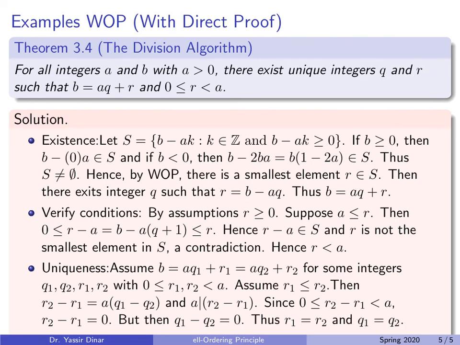These two equations, r2 minus r1 equal to 0 and q1 minus q2 equal to 0, mean that r1 is equal to r2 and q1 is equal to q2. And this proves the uniqueness. Whenever you write b in this form, you have a unique q and a unique r. And this ends this slide about the well-ordering principle.